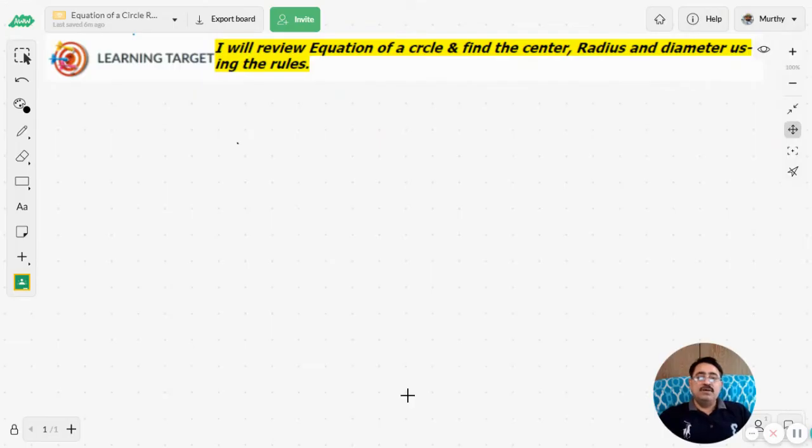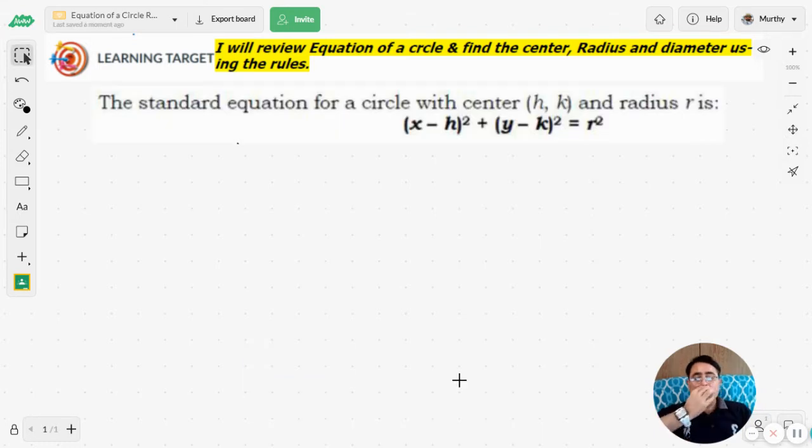In today's class, I will review the equation of a circle and find the center, radius and diameter using the given rules. The standard form of the equation is (x − h)² + (y − k)² = r². Here h and k represent the center of a circle.